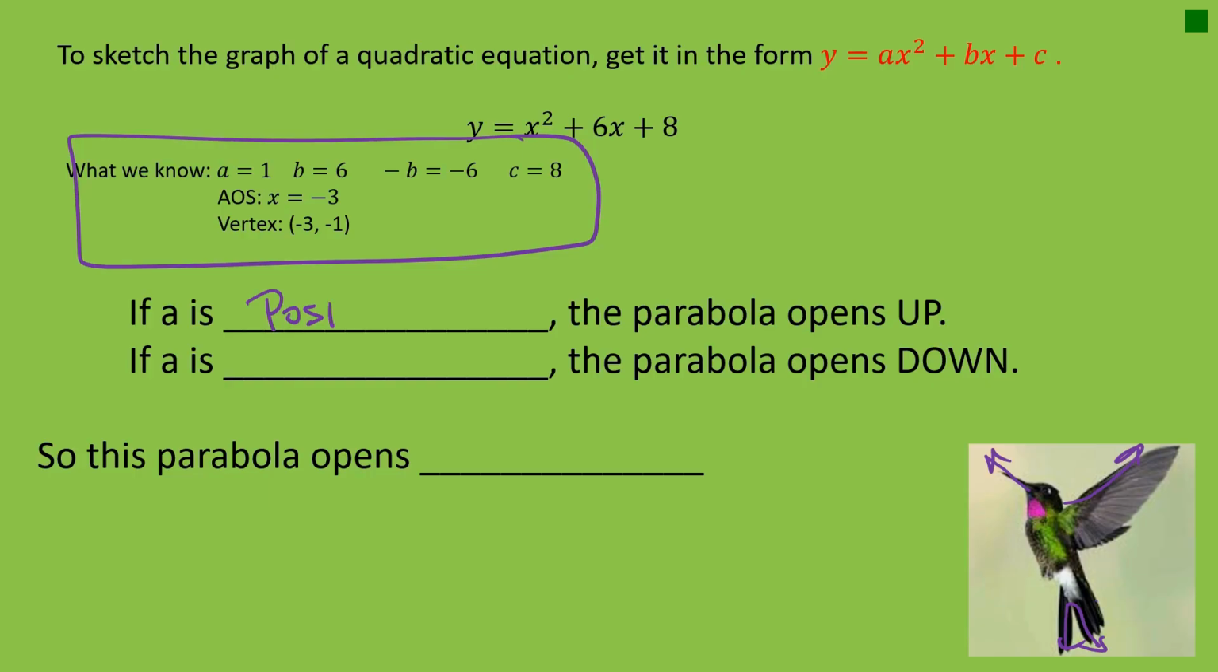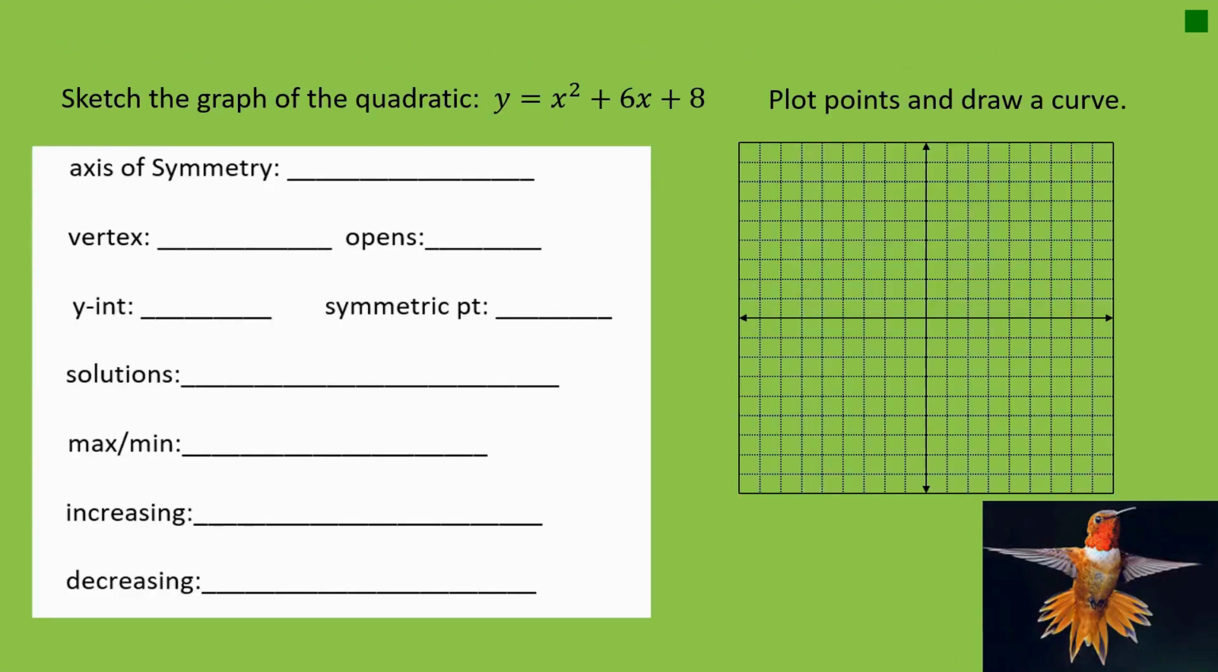Oh, it's purple, good. If A is positive, it opens up. If A is negative, it opens down. So this parabola opens up because A is positive. All right, we're going to graph it.